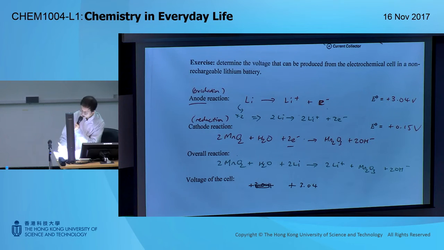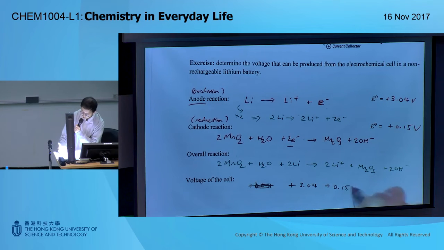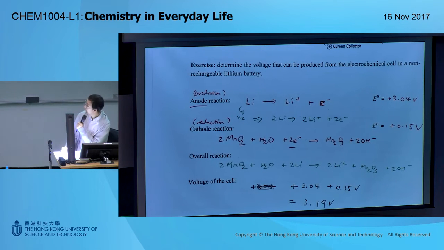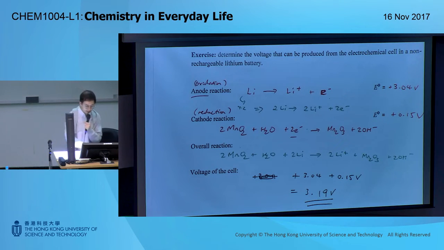So we can find out the voltage of the cell by doing 3.04 plus 0.15 volts. So we get 3.19 volts. Okay, so we should get around 3.2 volts, and indeed the battery containing lithium is a 3-volt battery. Okay, so this is a 3 volts battery.